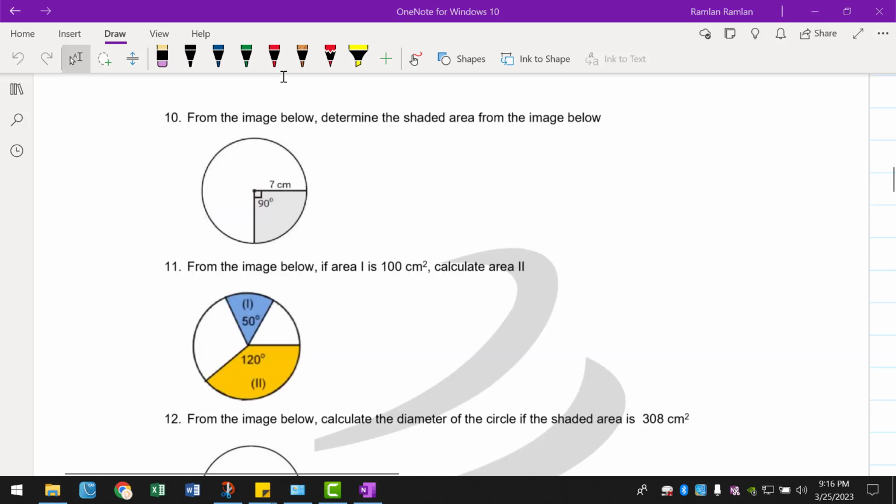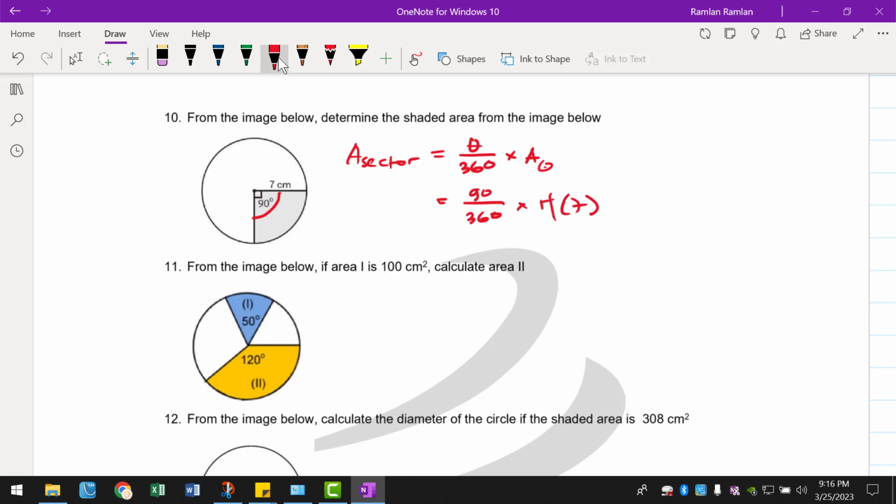Okay, so let's move on to number 10. In here, from the image below, determine the shaded area from the image below. So this shaded area is over here, and we have this 90 degrees over here. So basically, this is just a sector area, right? So we can write down area of the sector. Since we know the formula is theta over 360 times the area of a circle, and the area of a circle is just pi r squared, that'll equal 90 over 360, because we know the angle here is 90 degrees, and then times pi and then 7 squared. And just put all of them into the calculator.